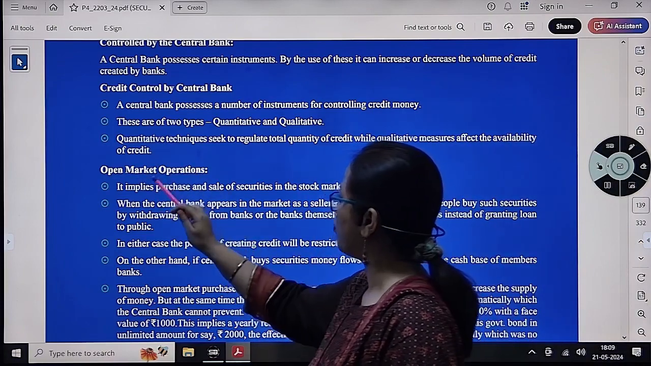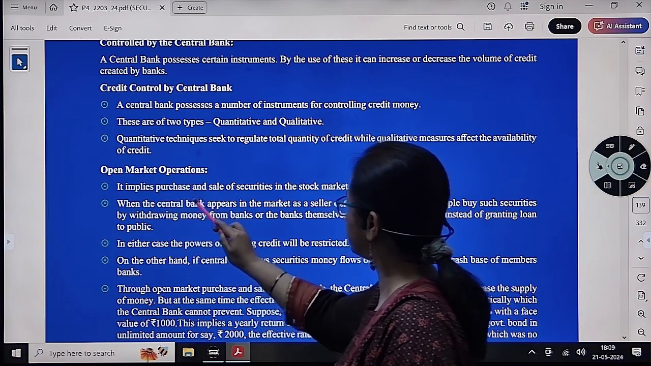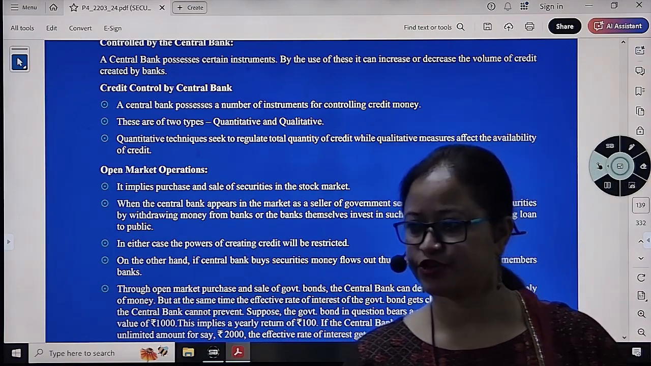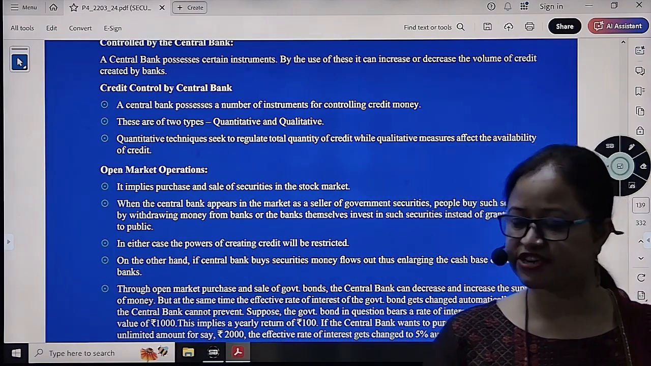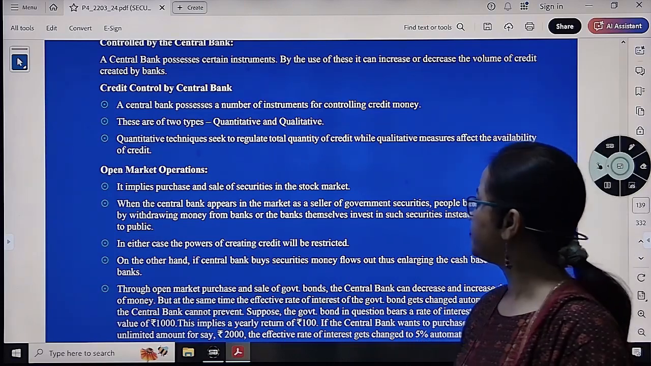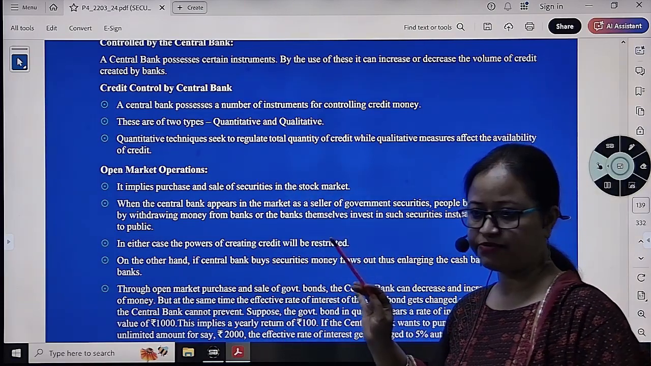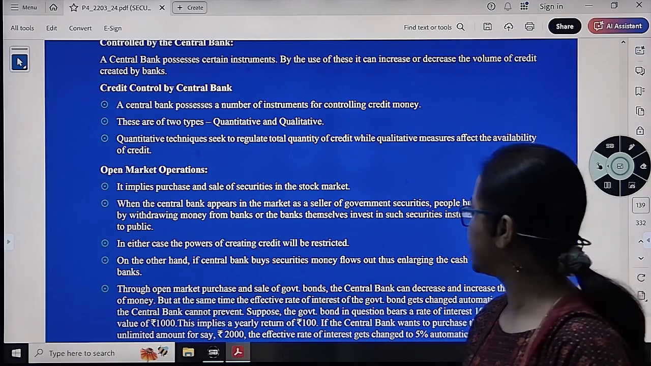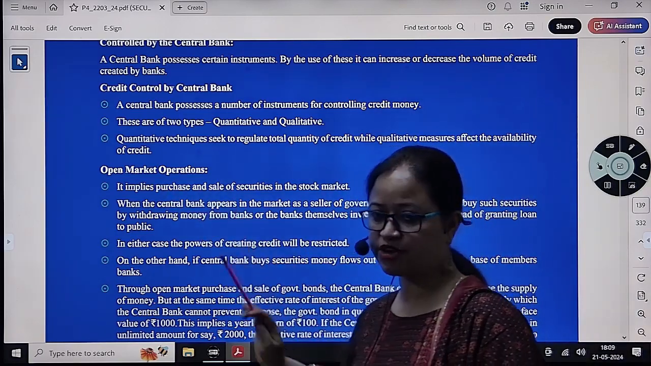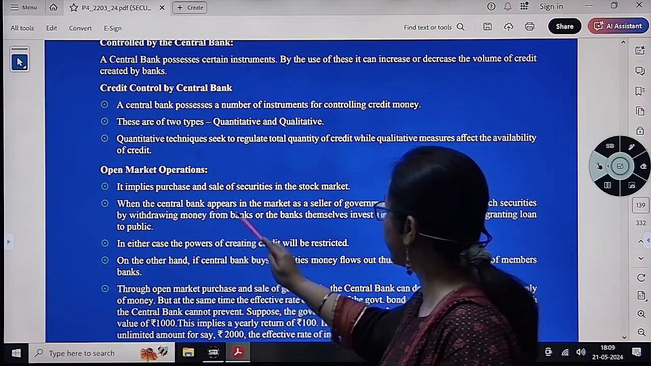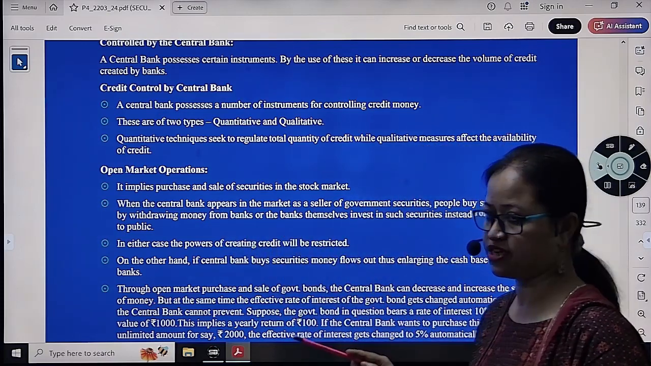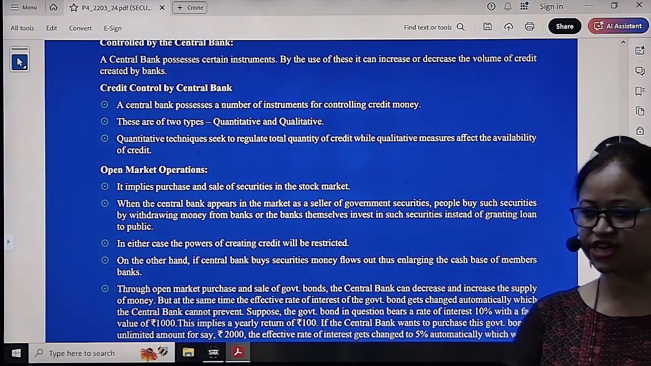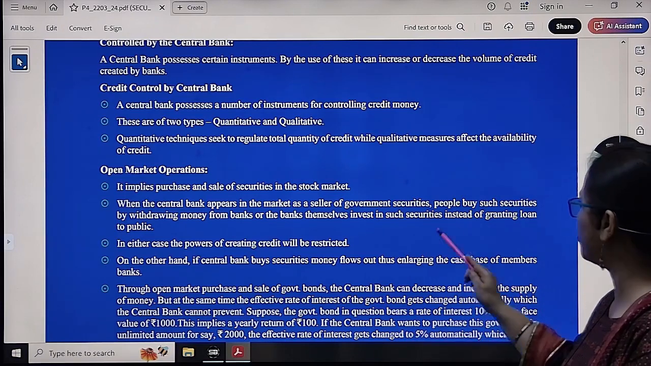So what is it? Open market operations imply purchase and sale of securities in the stock market. Either the central bank will purchase or the central bank will sell the securities in the stock market. Purchasing and selling securities in the market is called open market operations. Fine. So when the central bank appears in the market as a seller of government securities, suppose the central bank is selling the securities, then money will go into the economy, right? Money will go into the economy.